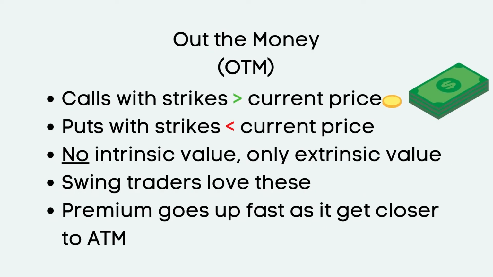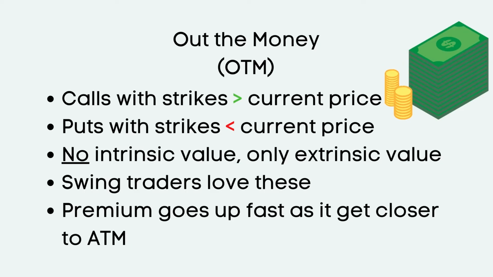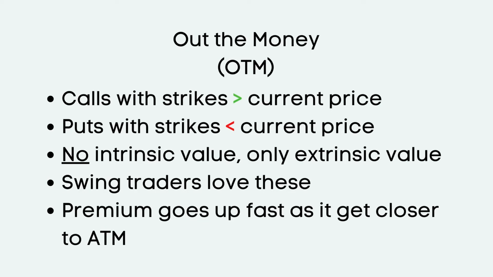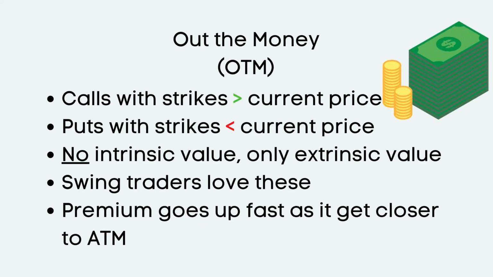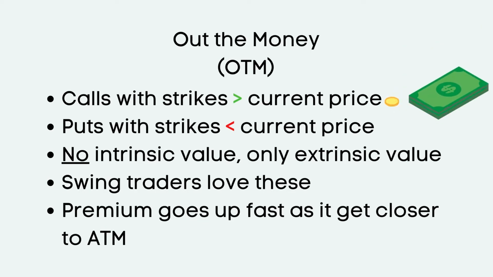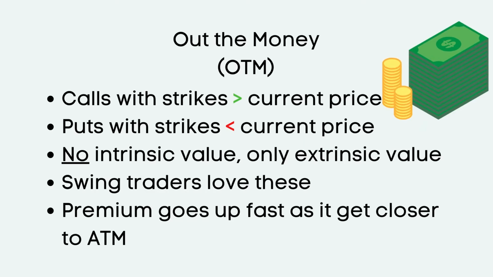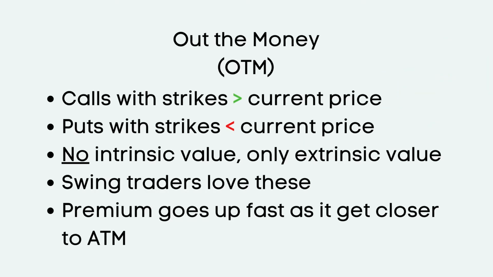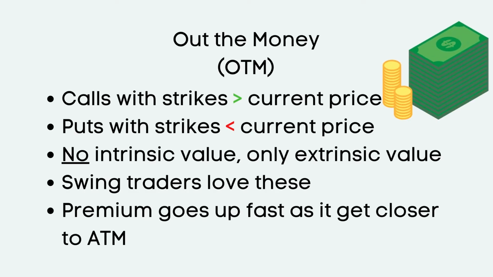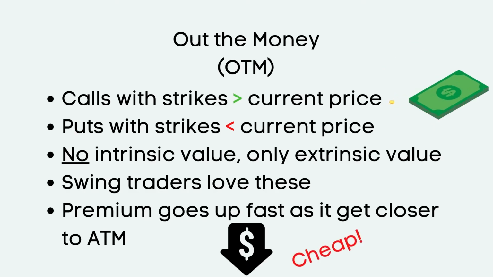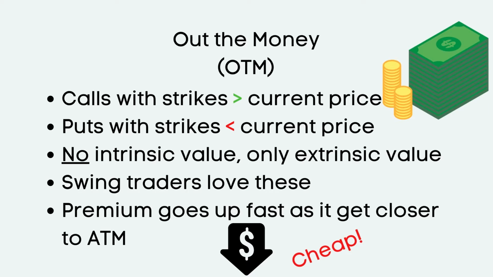Out the money options are calls with strikes higher than current market price and puts with strikes lower than the market price. Out the money contracts are just like at the money. They don't carry intrinsic value. Out the money premiums are a combination of implied volatility and time value. Swing traders use out the money contracts because they are cheap and they move faster as the strike gets closer to the market price.